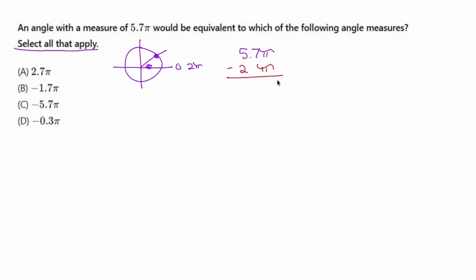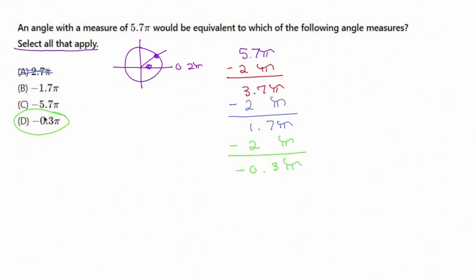Subtracting 2 pi gets me 3.7 pi. None of those are an option, so let's do it again. Subtract 2 pi is going to get us 1.7 pi. None of those is an option, but I did pass 2.7 pi, so at least I can cross that out. Let's subtract 2 pi again. That's going to get me negative 0.3 pi, so that is an option.